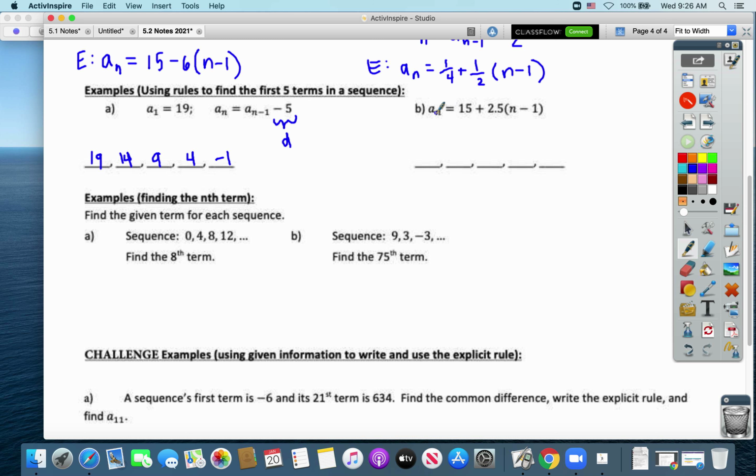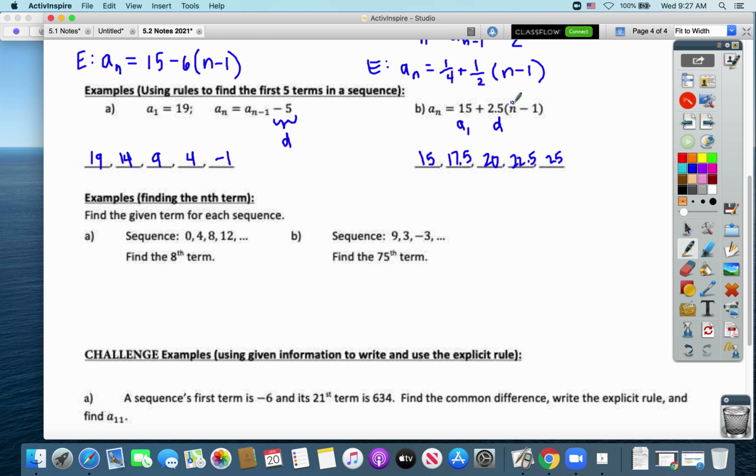So we could look at it, and we know this is an explicit rule for an arithmetic sequence, which means this is our first term, and this is our common difference. So our first term is 15, and each time we are adding 2.5. So we can just do that math and add 2.5 to get 17.5, plus 2.5 is 20, plus 2.5 is 22.5, and plus 2.5 again is 25.